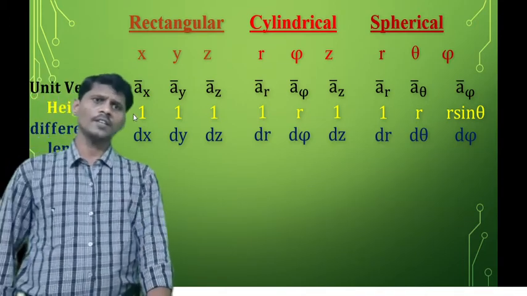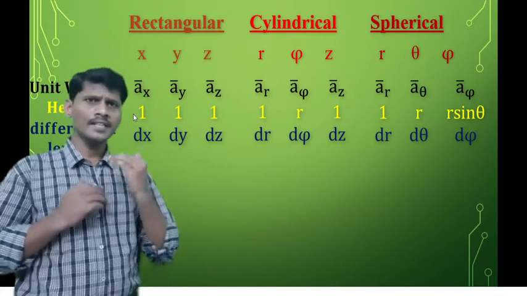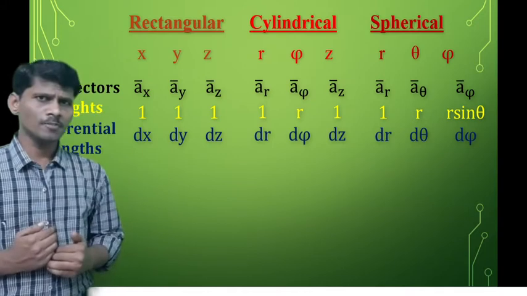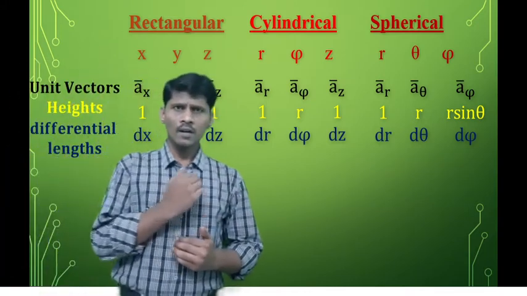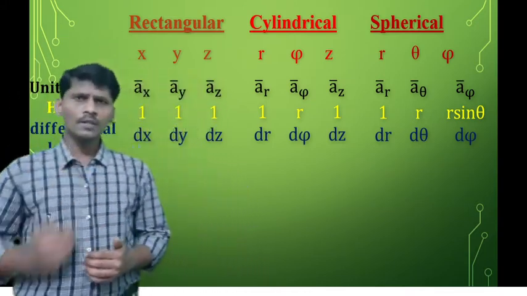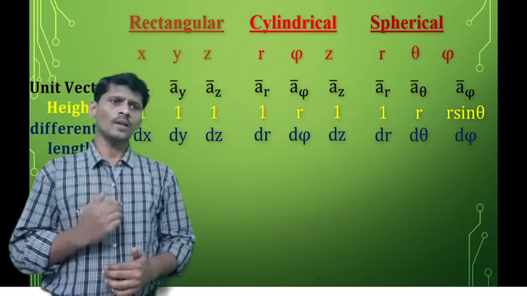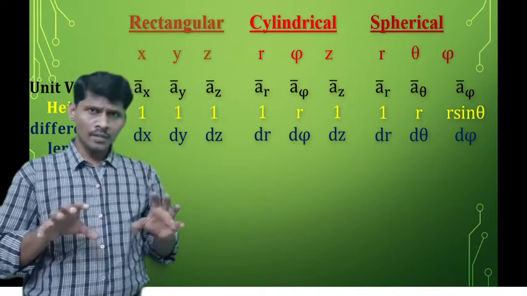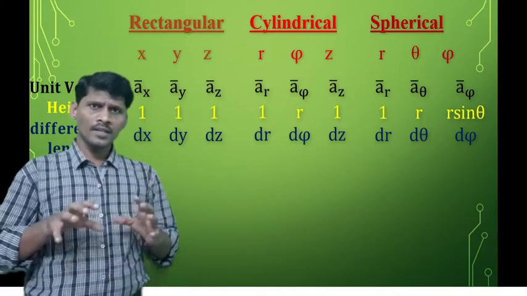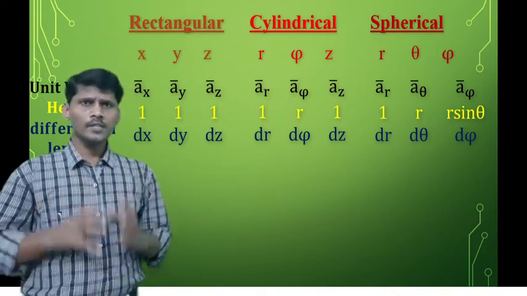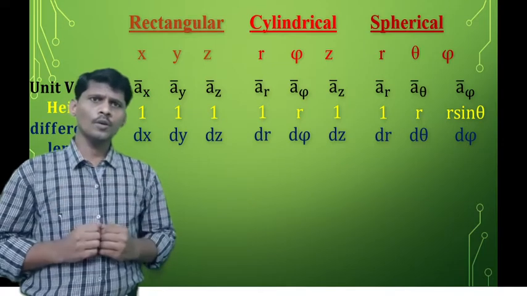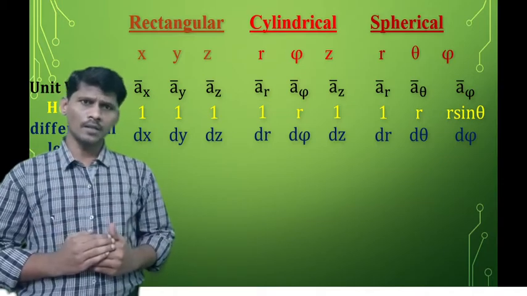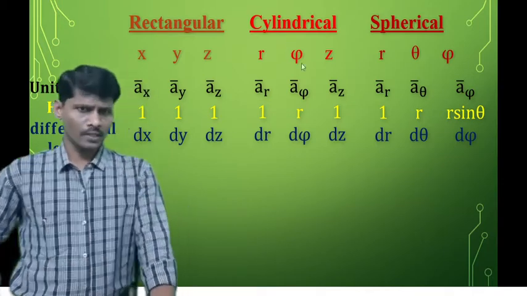And heights: in Cartesian coordinate system, the heights are 1, 1, 1. In cylindrical coordinate system, the heights are 1, r, 1. And in spherical coordinate system, the heights are 1, r, r sin θ. So keep in mind these formulas. Next, I will explain differential length, differential volume, and differential vector surface area simply from this tabular column. First, differential length.